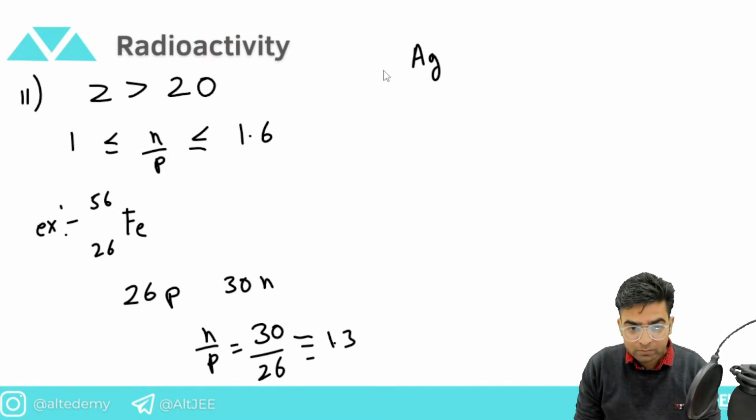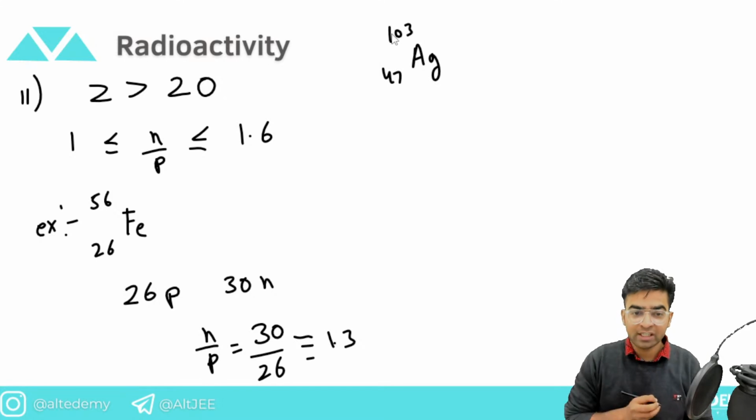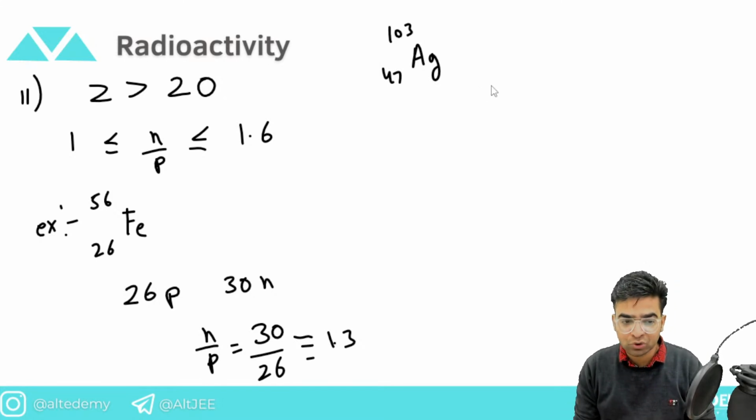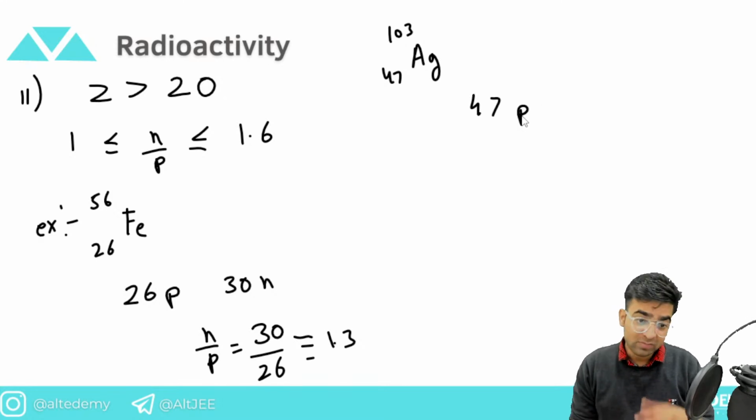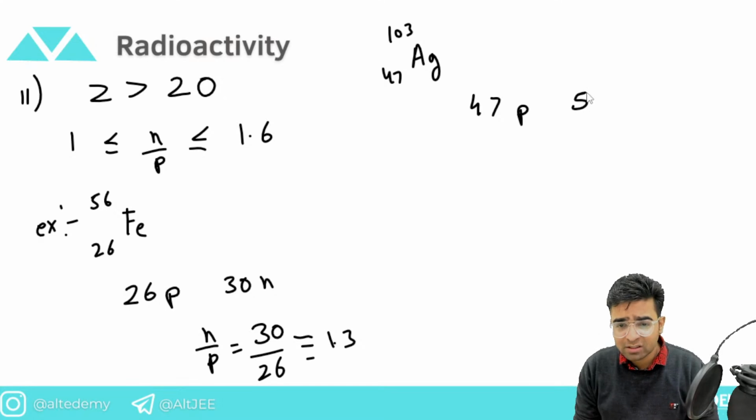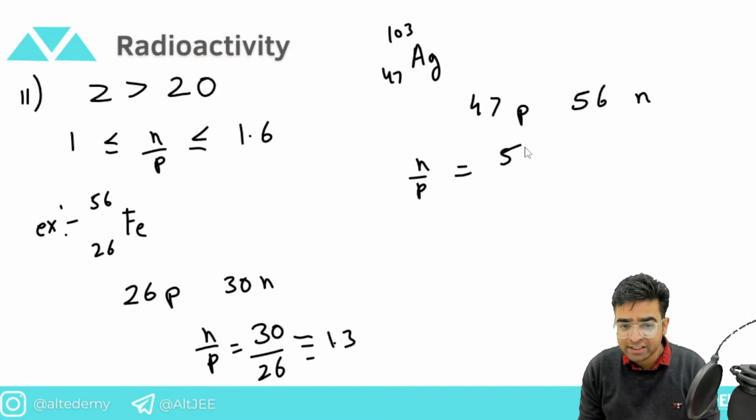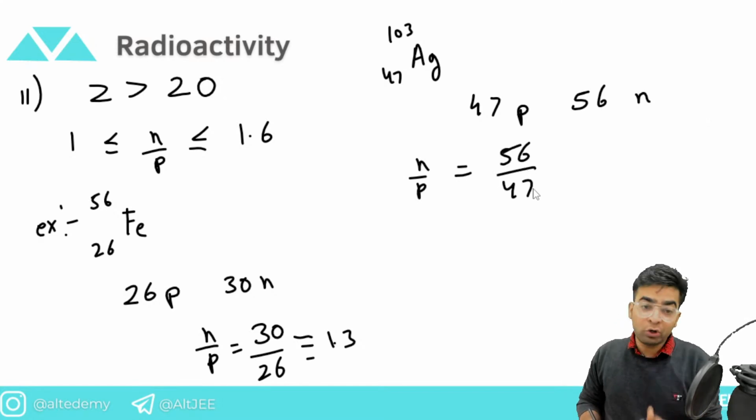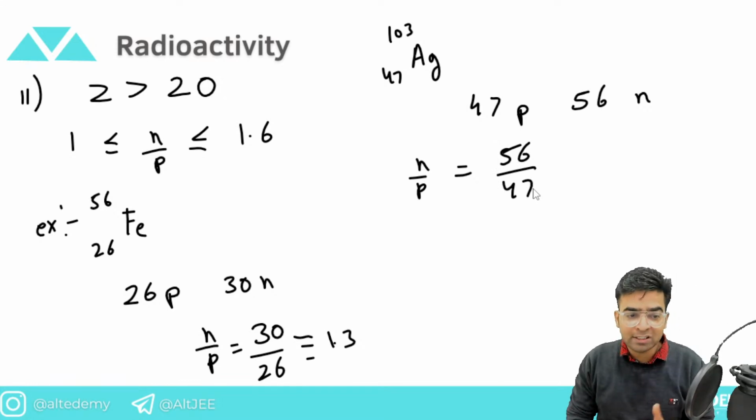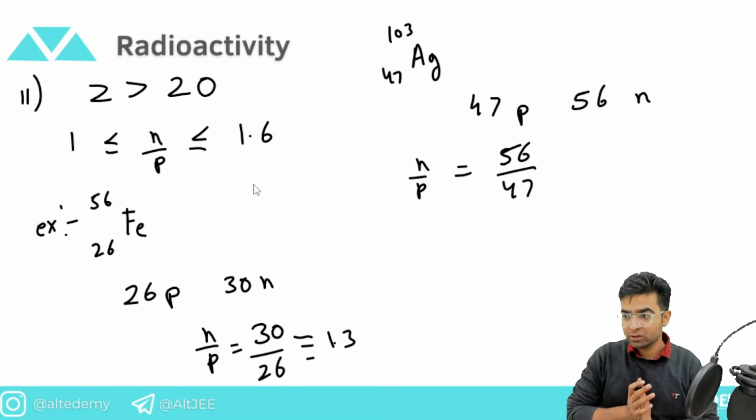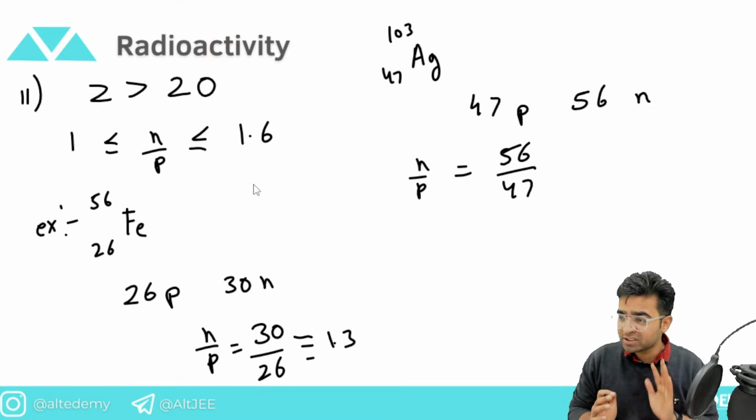Its N by P ratio: it has 47 protons and 56 neutrons. Its N by P ratio will be 56 upon 47. It is going to be greater than 1, but lower than 1.6.